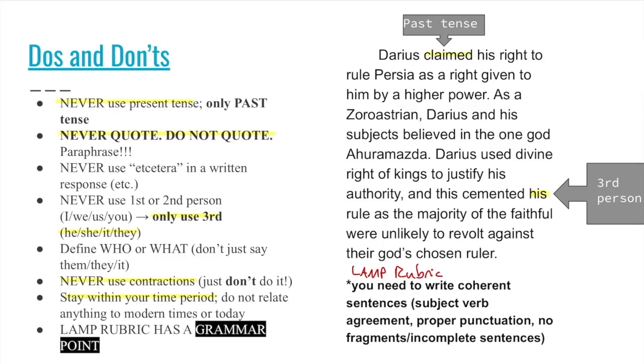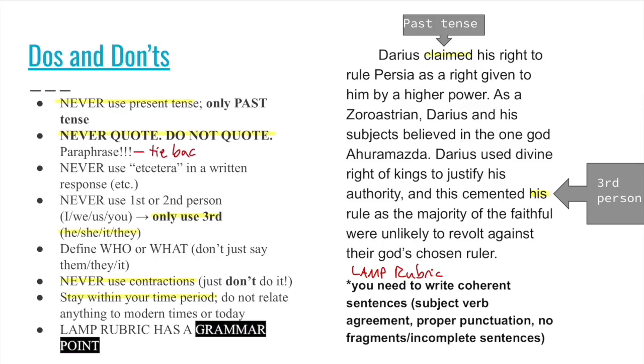Never quote. You need to paraphrase. This is because students often use quotes as a crutch. They don't know what they're talking about, so they figure if they just take some sentences out of the document and throw them into their essay, that would be good enough for a content point. But no, you can't just randomly throw in stuff from the document. You have to use it to tie back to your thesis.